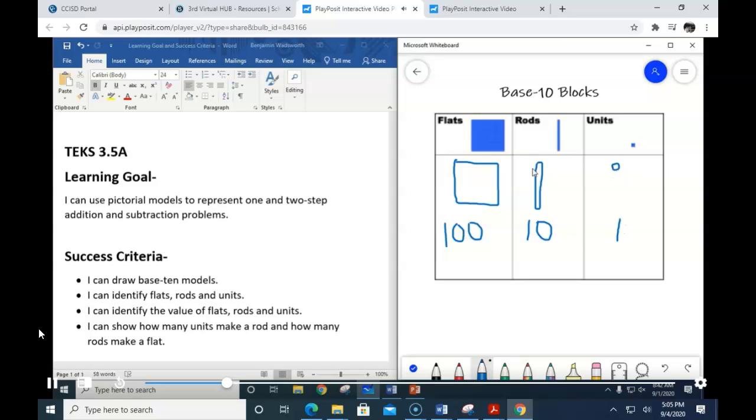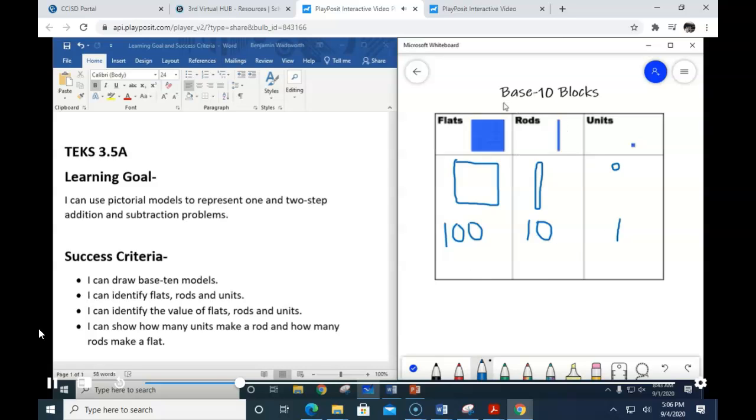Now, that's us identifying. So we have drawn base 10 models. We identified them as a flat, a rod, and a unit. And we've identified the values of each base 10 block, right? Flats are worth 100. Rods are worth 10. Units are worth 1. And then the last thing that I wanted to get into before we started using this to help us solve problems is to show how many units make a rod and how many rods make a flat.